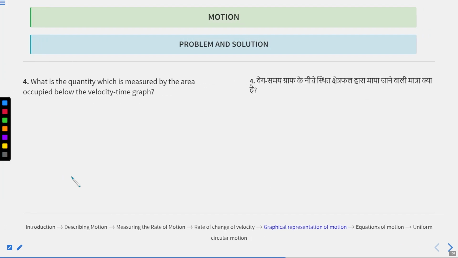Question number 4 is, what is the quantity which is measured by the area occupied by the velocity time graph? This is our time axis. This is velocity. The velocity time curve is always a straight line in this case. Remember that.